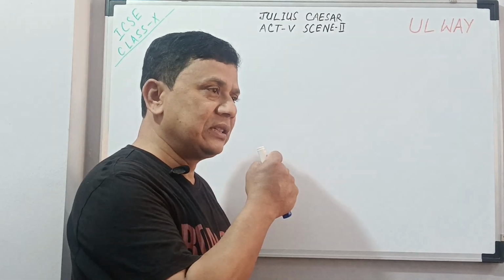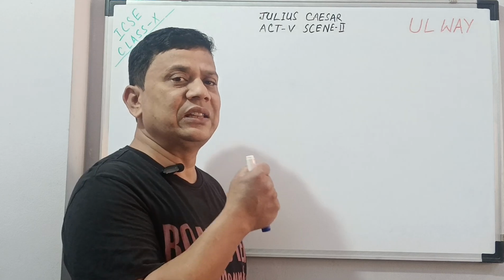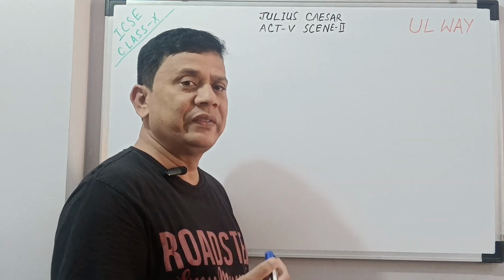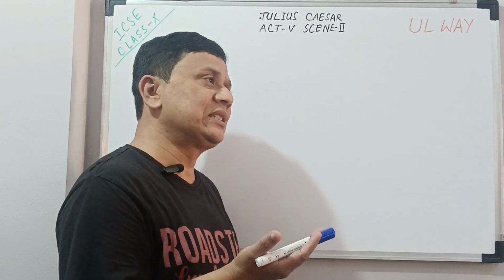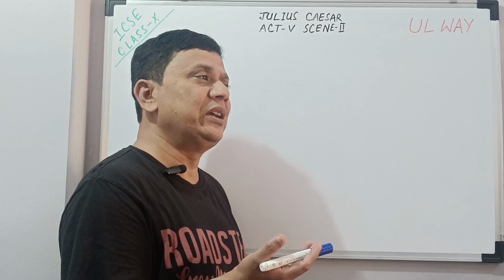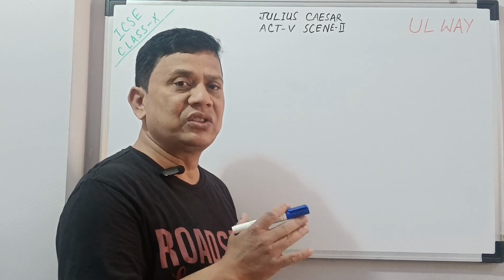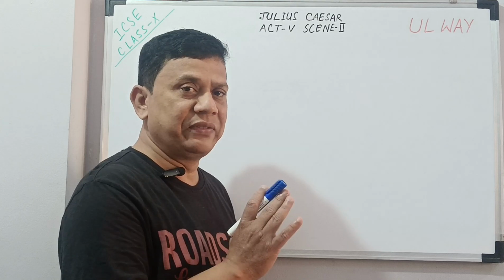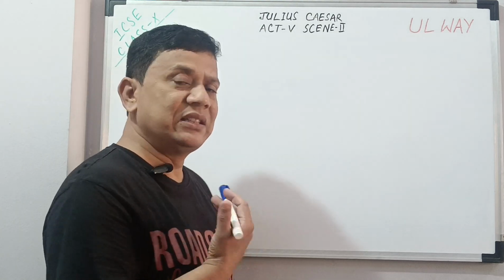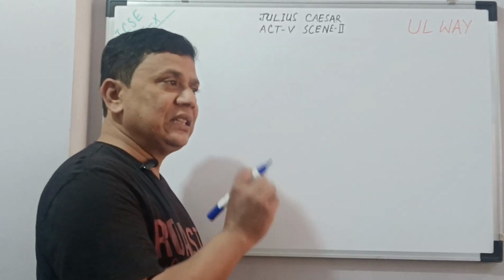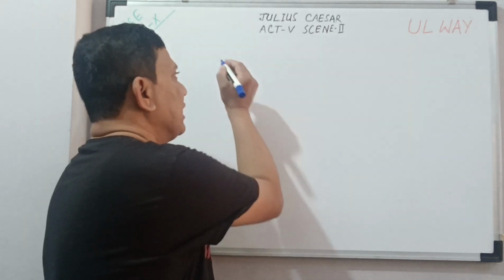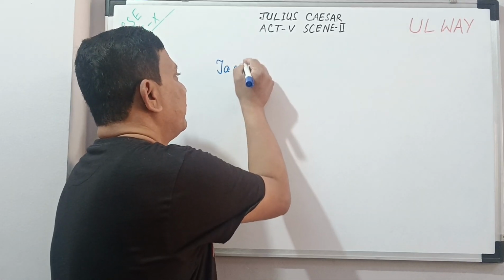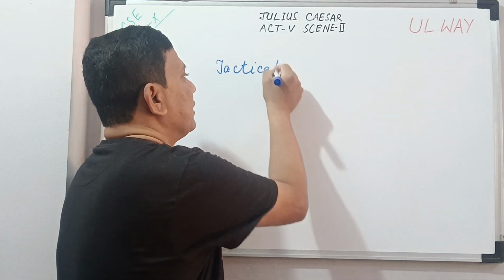Okay, today we are going to do Act 5, Scene 2 of Julius Caesar. This scene is very short, the shortest in the whole play. There are only 6 lines in it, so some students might tend to overlook the significance of this scene. But I tell you, please don't do that. This is very significant. What do we have in this scene? We see Brutus committing a tactical blunder.